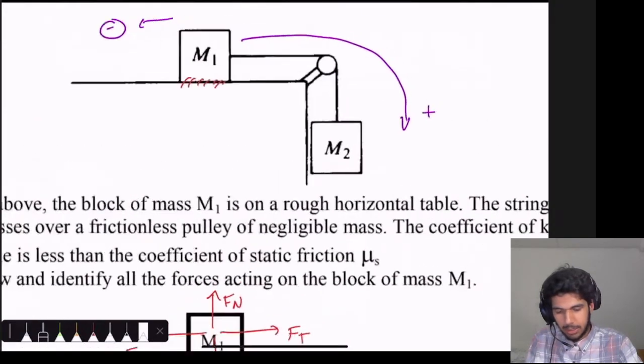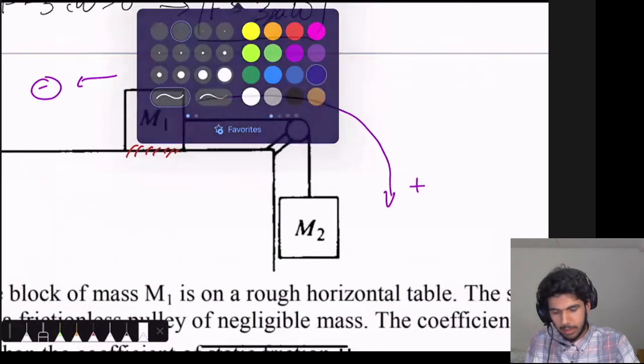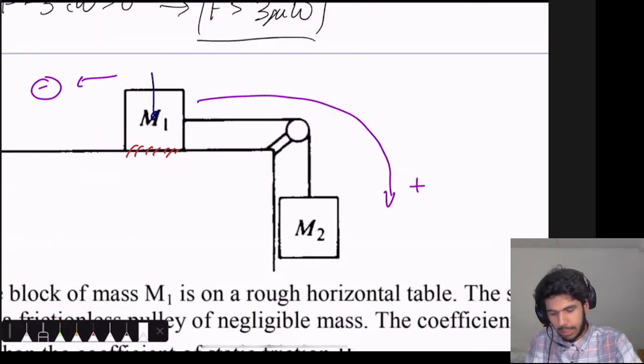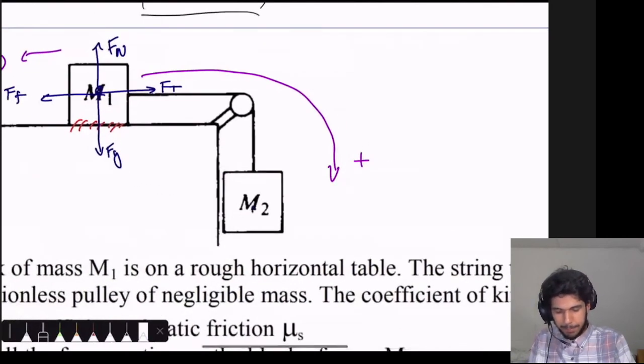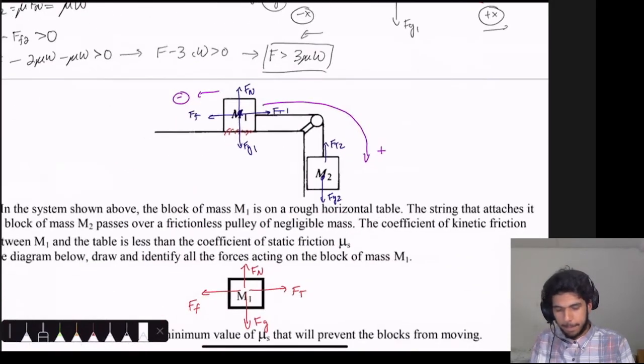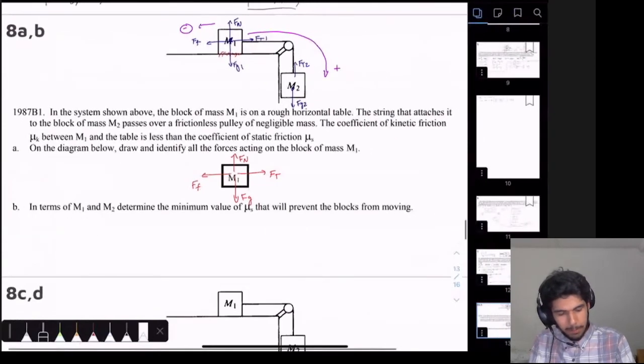But first, let's just look at these masses here, and let's draw in some of the forces that we came up with. We had Fn here, we had Fg here, we had Ff here, we had Ft here. But let's look at M2, what's going on here. Fg, I'll label that with a 2. And then we have Ft2 pointing that way. Okay. Let me add a page.